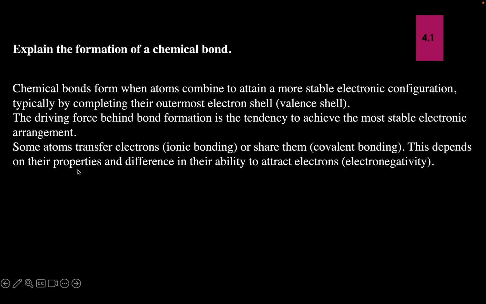Now, this depends on their properties and differences in their ability to attract an electron, which is also called electronegativity. Now, how do you decide which elements will undergo ionic bonding and which elements undergo covalent bonding? It completely depends on their property. For example, ionic bonding is formed between a metal and a non-metal. So what happens here? The metals are readily giving away the electrons, and who's taking those electrons? It is the non-metal. So non-metals accept these electrons and metals give away.